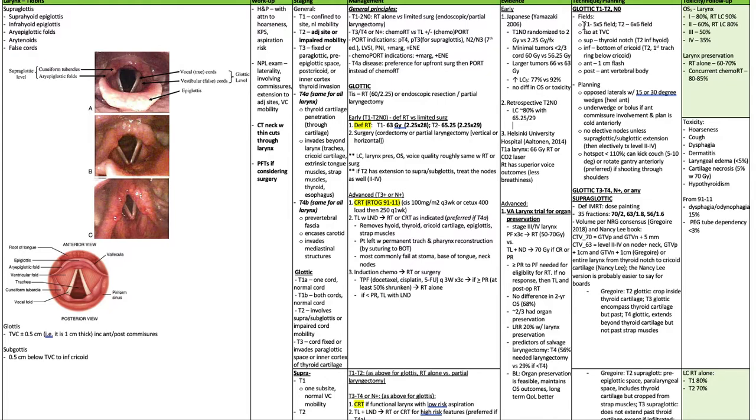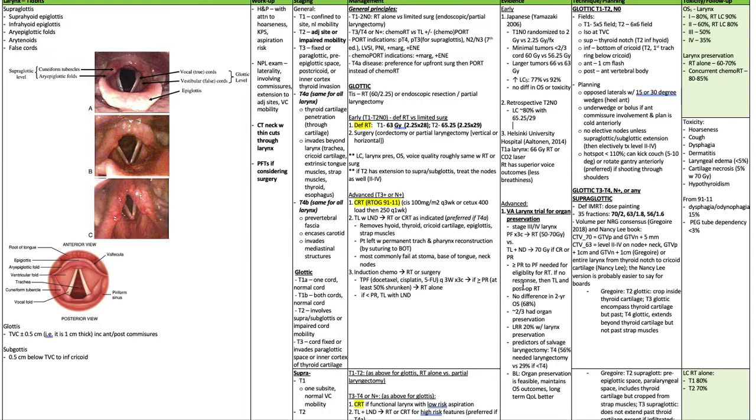For advanced larynx cancers, the VA larynx trial for organ preservation looked at stage 3 to 4 larynx cancers. They were randomized to either induction PF times 3 cycles, which is cisplatin, fluorouracil, followed by radiation 50 to 70 gray, or total laryngectomy plus node dissection, followed by 70 gray if they had a complete response or partial response. If they had no response, then they got a salvage total laryngectomy and post-op radiation.